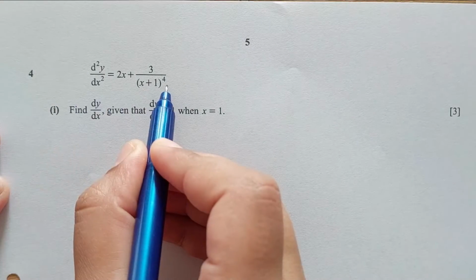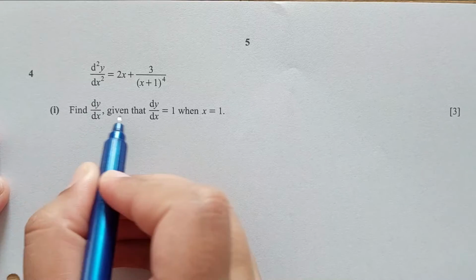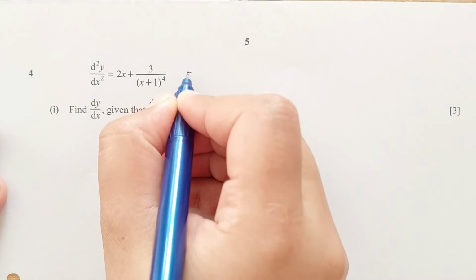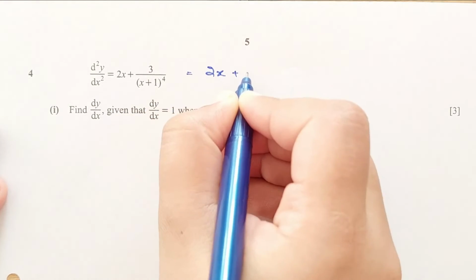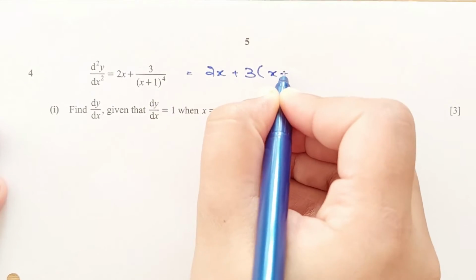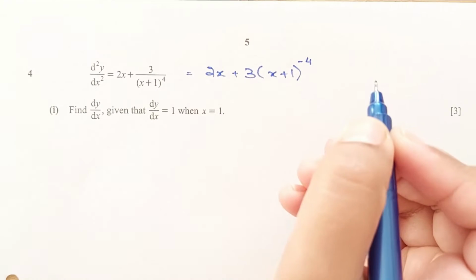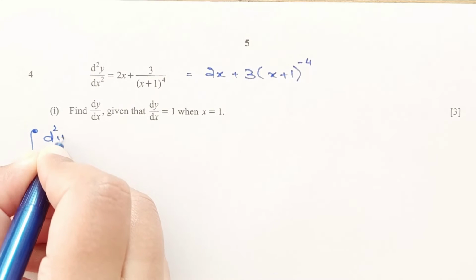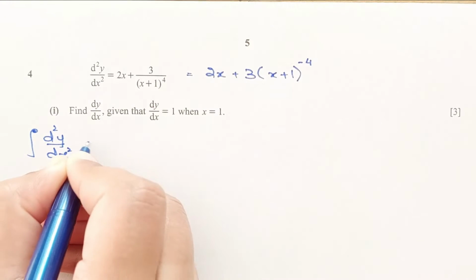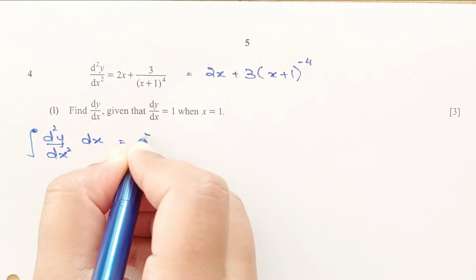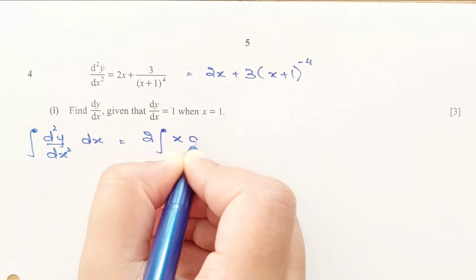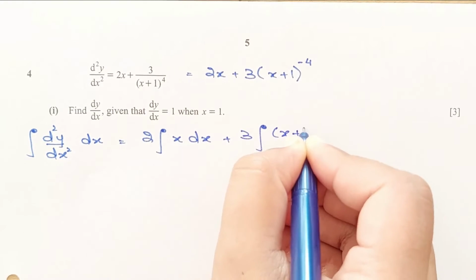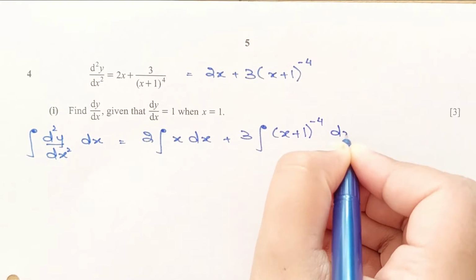Question number 4, we have given the second derivative, number 1, find dy by dx, given that dy by dx equals 1 when x equals 1. So let me rewrite this. We have 2x plus 3 times (x plus 1) to the power negative 4, right? So we have to integrate it. d2y over dx squared, integrating with respect to dx, equals 2 is outside, integration of x dx, plus 3 is outside, integration of (x plus 1) to the power minus 4 dx.